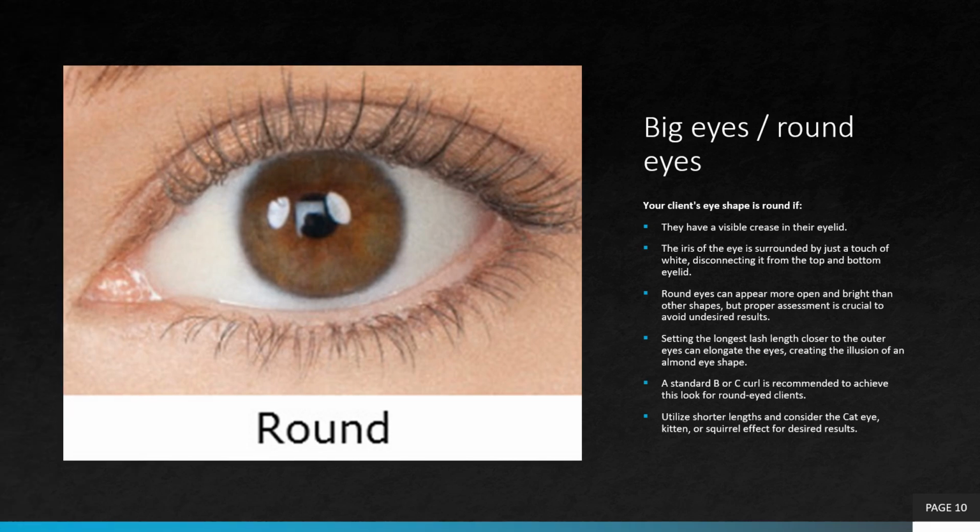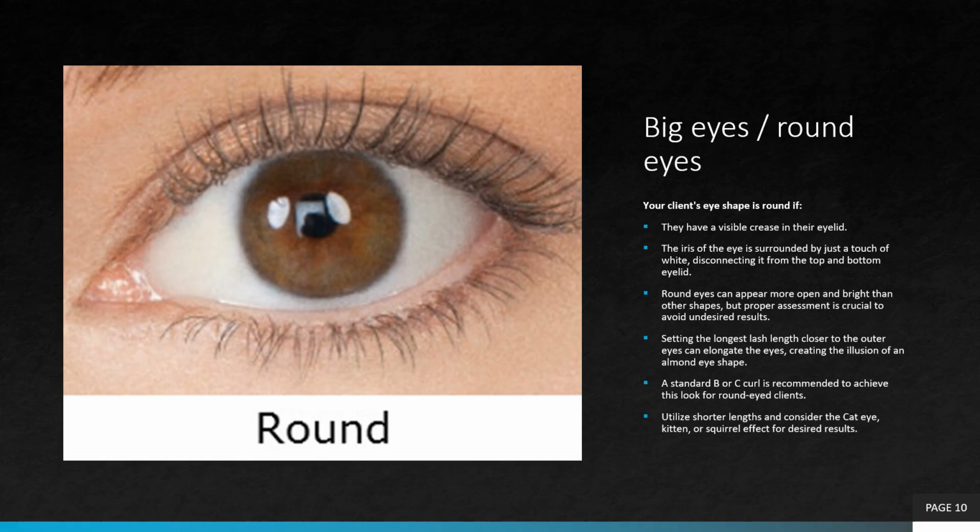When working with clients who have big or round eyes, it's important to recognise specific characteristics of this eye shape. Round eyes typically have a visible crease in the eyelid, and the iris of the eye is surrounded by a touch of white, disconnecting it from the top and bottom eyelids. This eye shape can often appear more open and bright than others, which can be very flattering.